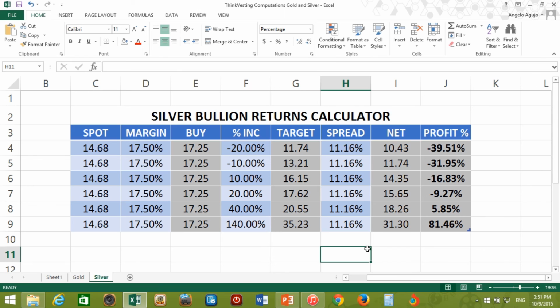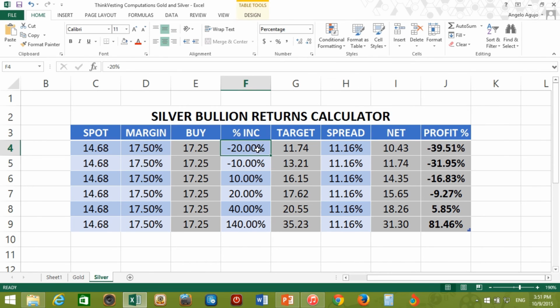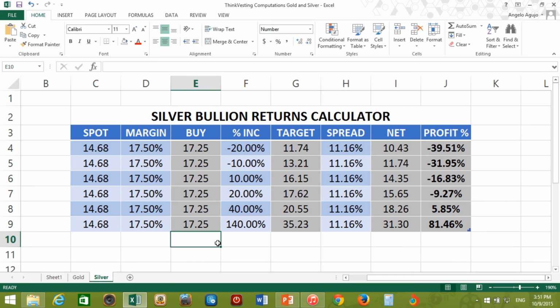If the market does go bad, you also need to understand that you are taking on a higher loss. This is because of the higher margins that you are paying when you are investing in silver. I hope that helps everyone who is currently invested in gold and silver. I hope this video helps to give you a more informed decision on how to go about your precious metals investing.